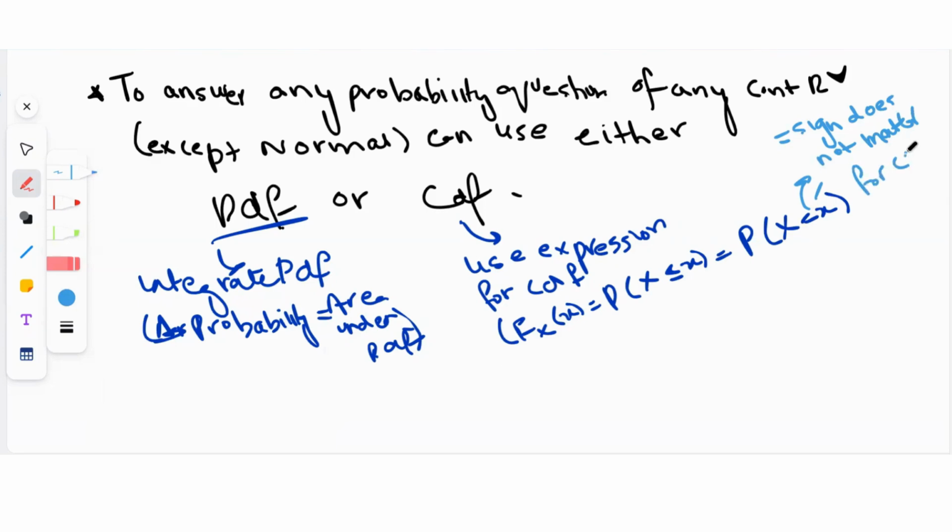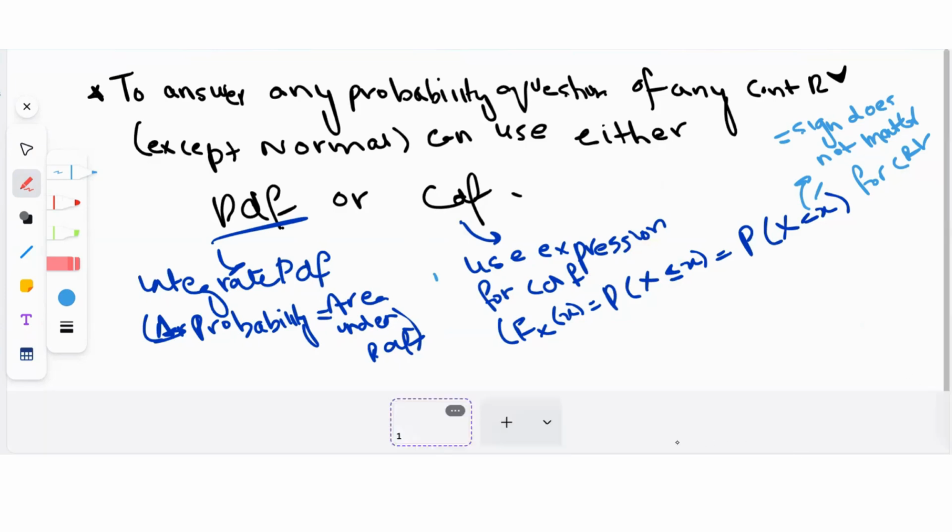So for any continuous random variable, if you want to find any probability involving it, you can use either the PDF or the CDF. For the PDF, you integrate, because area under the PDF is probability, and we can find area under a curve through integration. Or you can use the expression for the CDF. Just keep in mind, the CDF tells us the probability X is less than or equal to x, which is the same as the probability X is less than x for the continuous random variable.